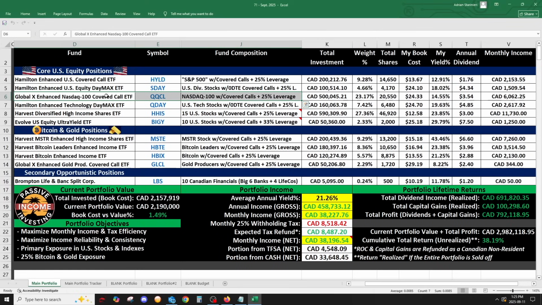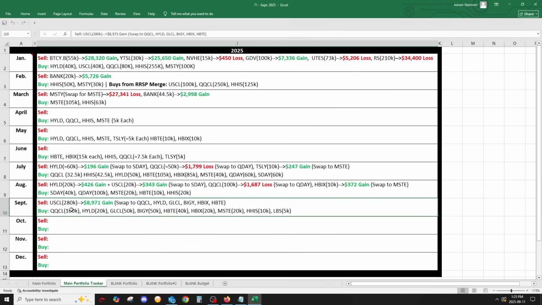QQCL is the exact same thing, exact same strategy, exact same people and everything, except it's the NASDAQ 100 index. Because I'm going to be buying and holding this forever, I think QQCL is just a better bet. It has a little bit higher yield, a little bit more volatility as well. So the main chunk of it here went into QQCL.